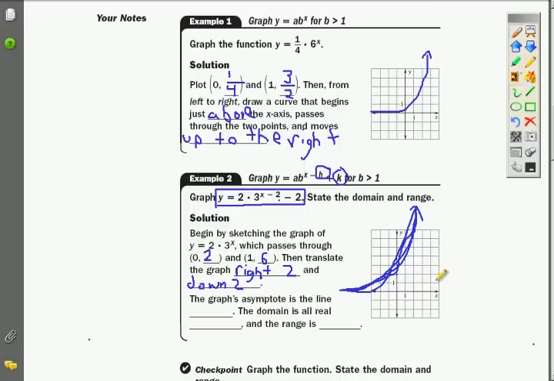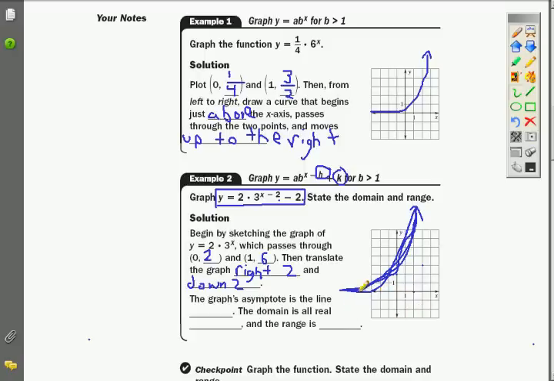But since we've moved to the right 2 and down 2, I now have a point here. And remember I had a point up here, (1, 6); now I have a point here. And now my whole graph has moved.